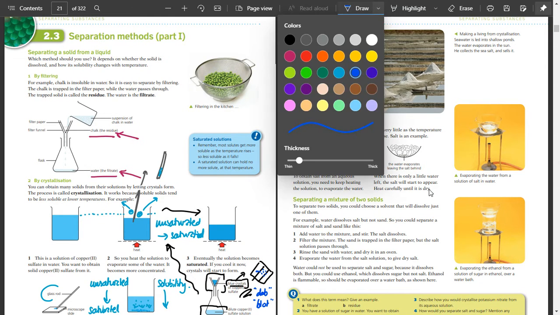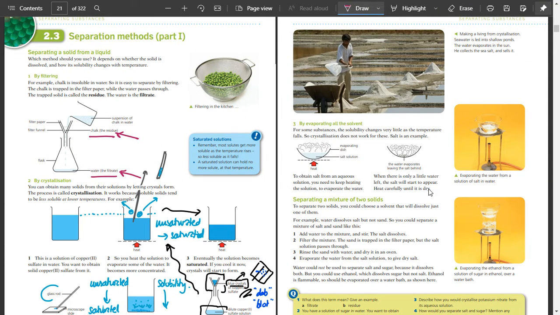So I did mention earlier salt, common salt, which is sodium chloride, is an example of a solution where the solubility changes very, very little. So when you have something like sodium chloride, the solubility doesn't really adjust at all. So crystallization actually doesn't work for these. They don't actually crash out as much as you'd expect, or want them to.